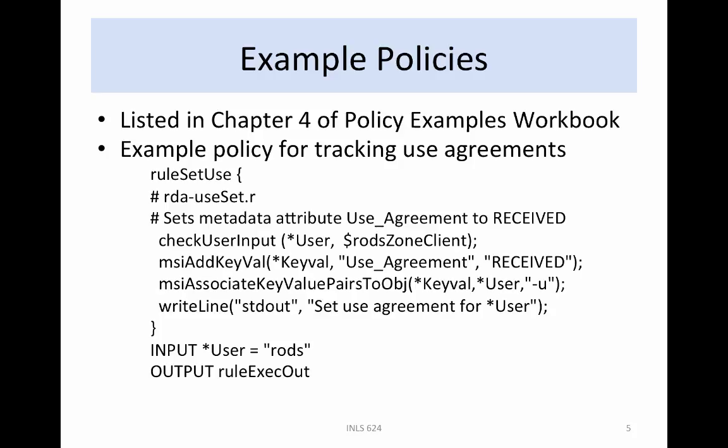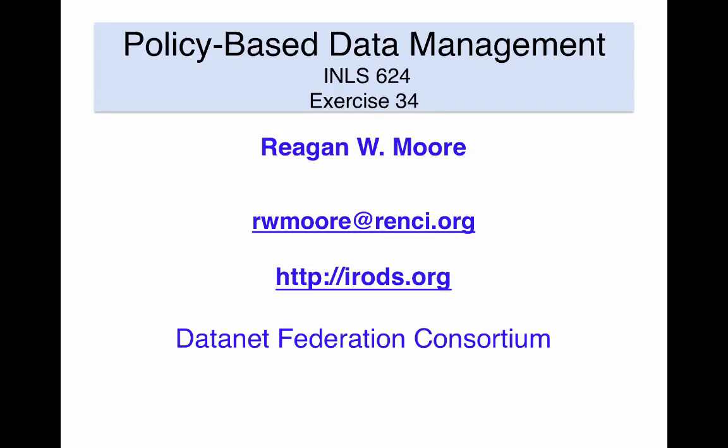An example policy for tracking use agreements is shown here. The policy sets the value to received for a metadata attribute called use agreement. The use agreement attribute is set as metadata on the user account name that is input to the rule. You can then check whether or not a specific person has access based on whether or not the use agreement has been received.